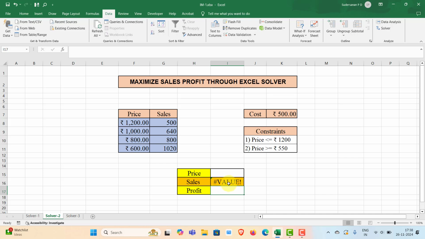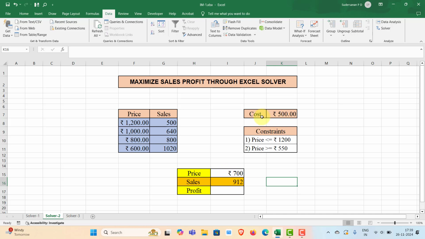So I'm not getting a value here. If I enter some price, say for example 700, you will get the sales predicted. So for 700 rupees it is predicting the sales as approximately 912. So that is by considering it as a linear variation. If it's a parabolic variation, we can also do the prediction. You can use a LINEST function to find out the parameters and then calculate the sales using that formula. But in this case, I am using a linear function to predict the sales based on the price.